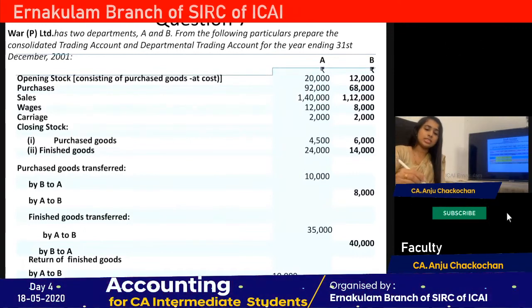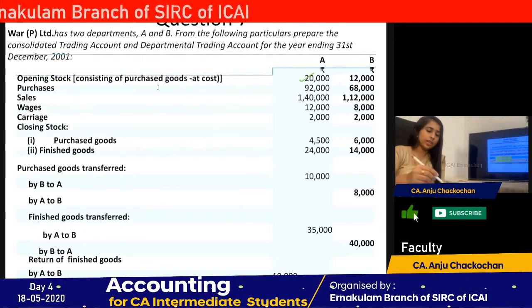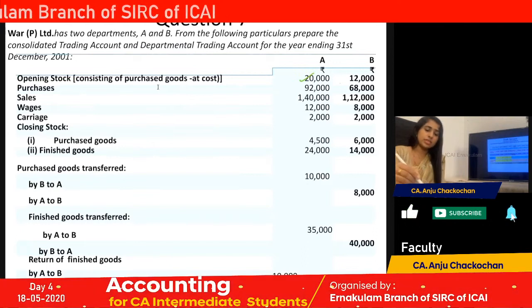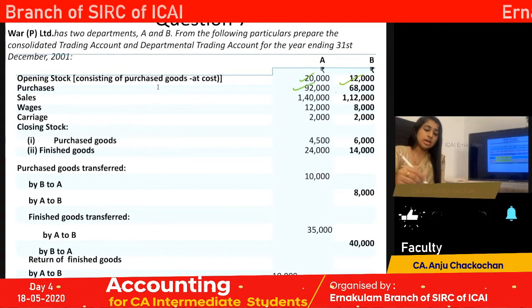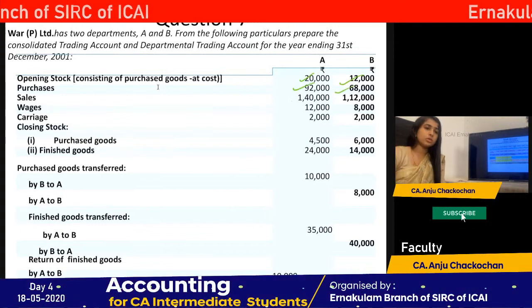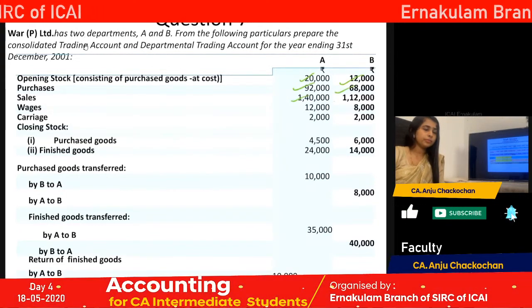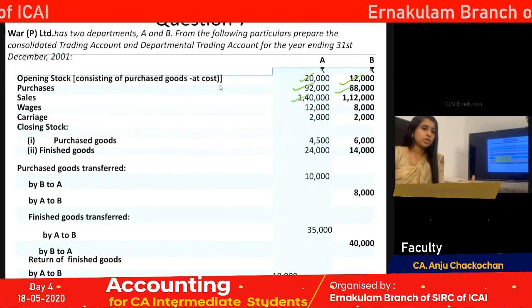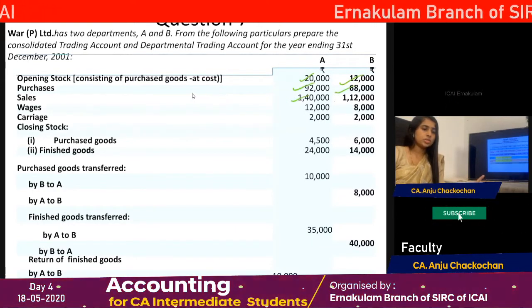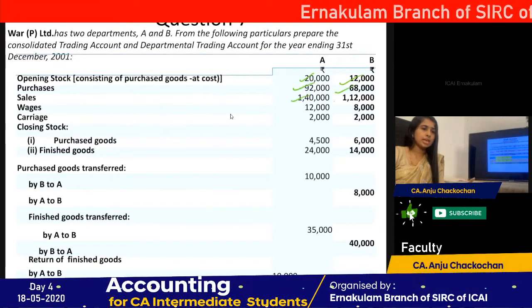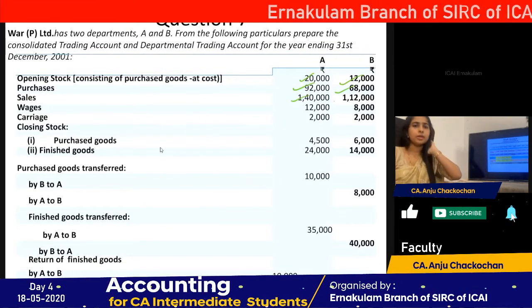Listen, opening stock is given as 20,000 and 12,000. Purchases given in the question are 92,000 and 68,000. Sales are 1,40,000 and 1,12,000. By the way, did you all get the required question number? Just give me a message. Did you all get the question number and the page number in the textbook? If not, let me know.